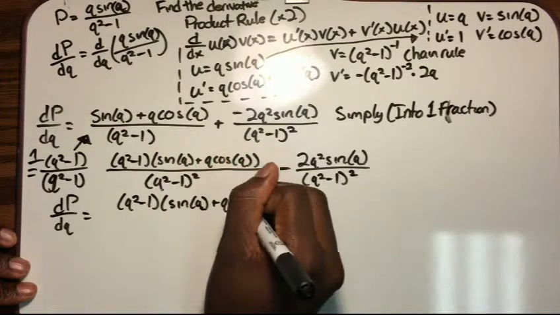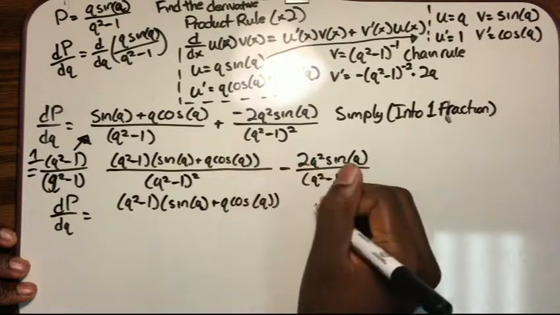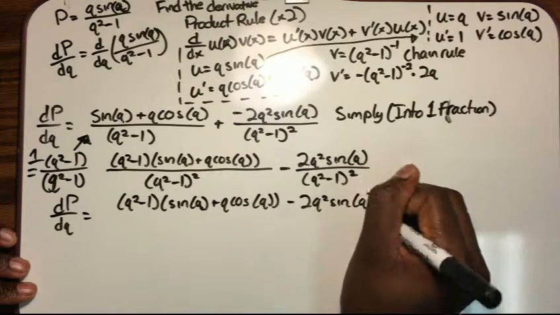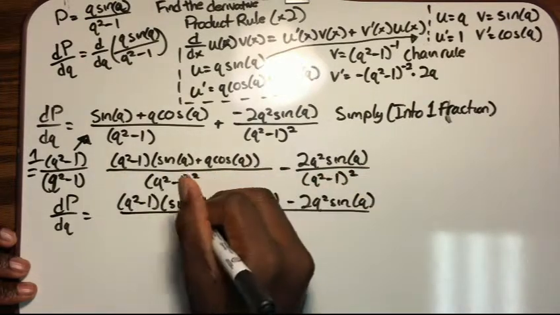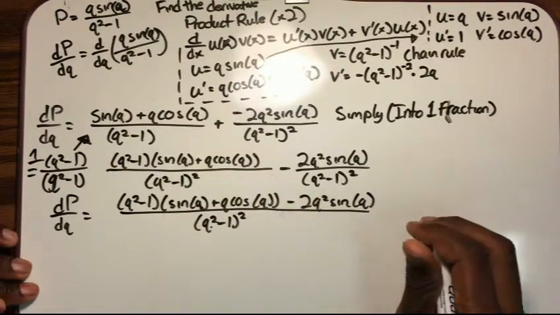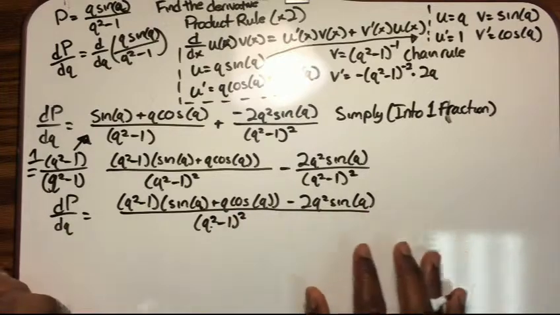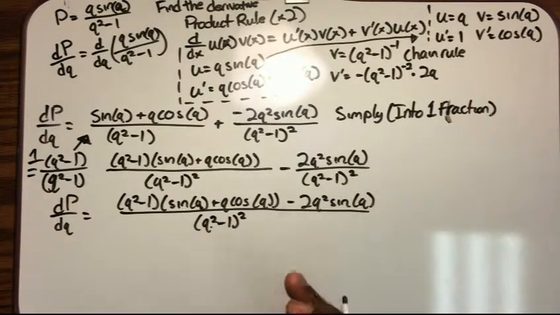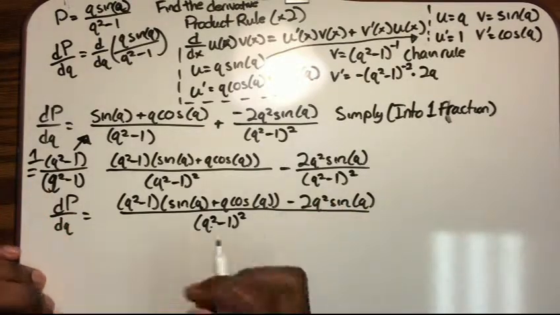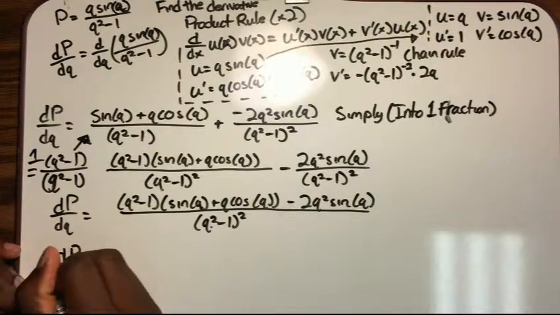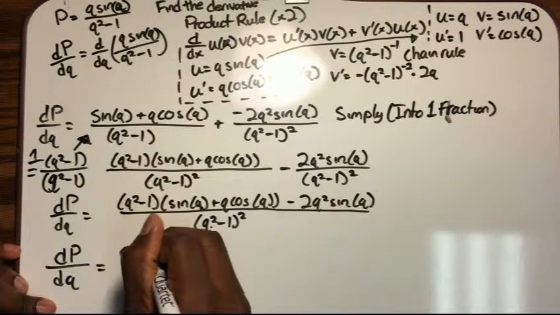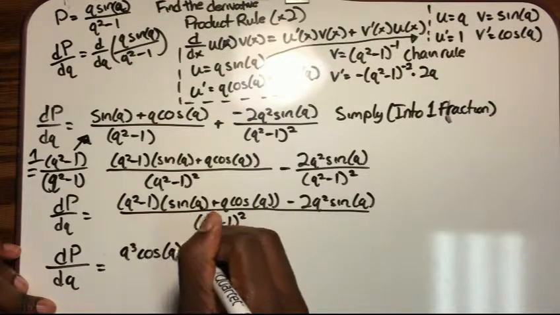And thus we can add both fractions together, and you'll get dp/dq to equal q squared minus 1 times the quantity sine of q plus q cosine of q, minus 2q squared sine of q, all over q squared minus 1 squared.